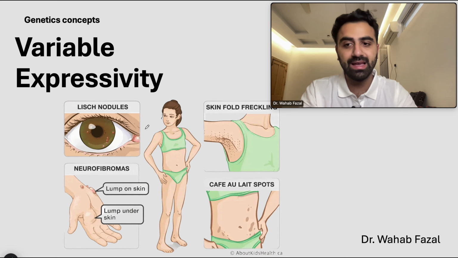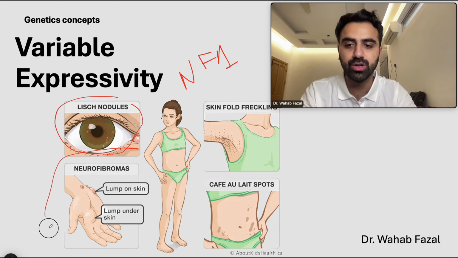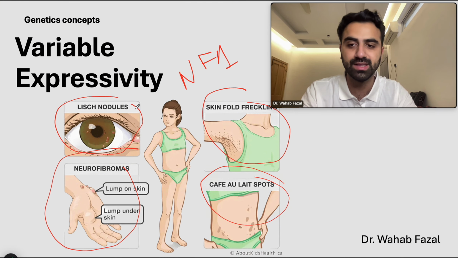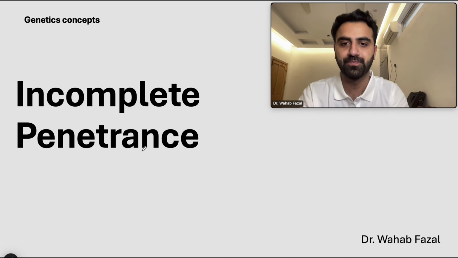Then let's say this was the example I talked about earlier. This is someone with NF1. And let's say one person has Lisch nodules and neurofibromas and doesn't have these other symptoms, and the other person has skin fold freckling and cafe au lait spots and doesn't have these symptoms. So one person gets this and the other person gets this. This is the concept of variable expressivity.